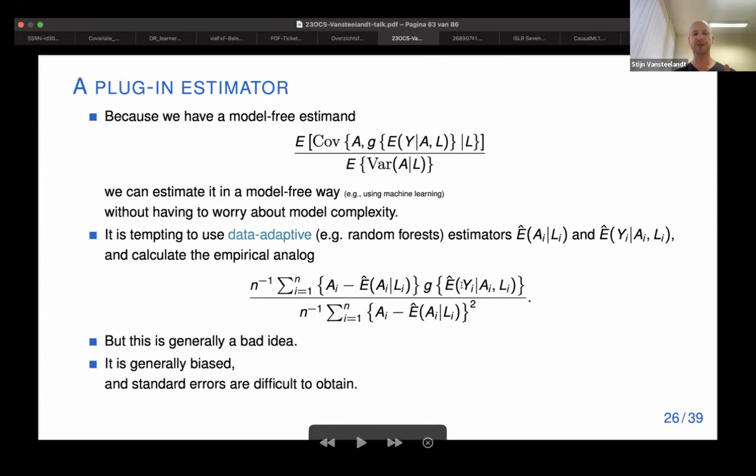This plug-in estimator is generally biased, and it's also not so clear, especially if we start using machine learning for the mean of A or the mean of Y, what the uncertainty in those predictions would be and how that propagates into the estimator. That makes standard errors difficult to obtain. Even the bootstrap is not a valid option in that case.